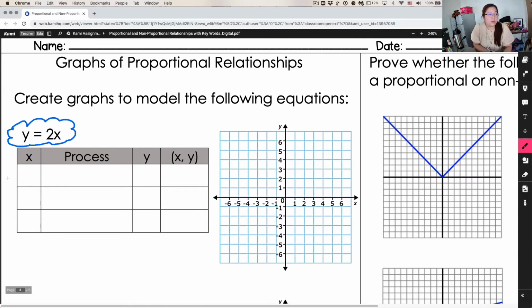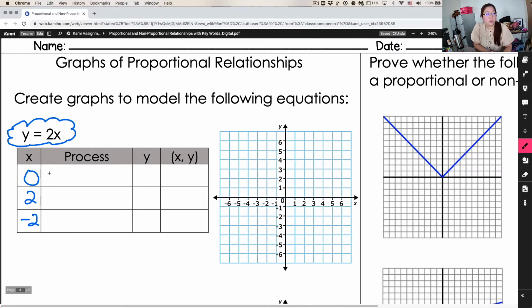So let's just pick a couple of numbers at random. Let's do 0, 2, and -2, right? Something like that. So when we have our x's, to figure out what our y is, we're going to use this equation that they gave us. It says that y equals 2x. So whatever x is, we multiply it by 2, and that will tell us what y is at that point.